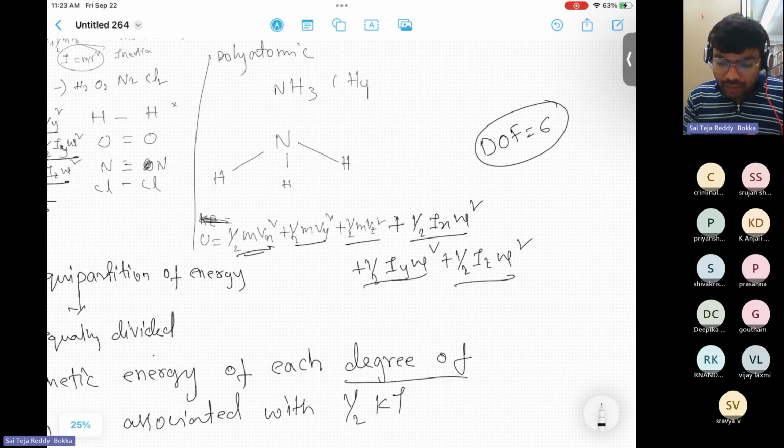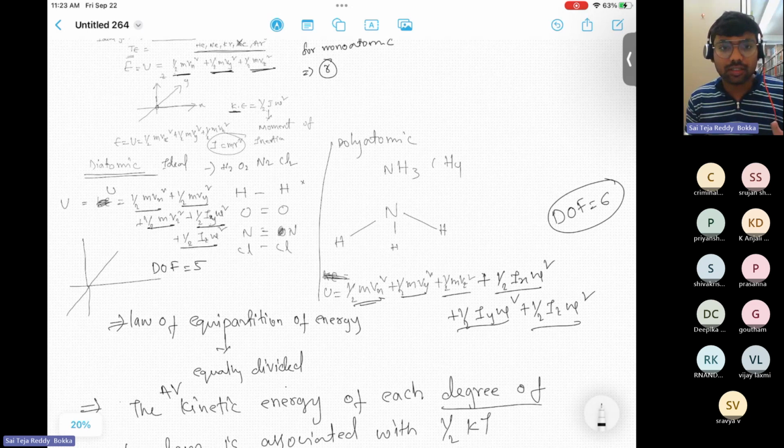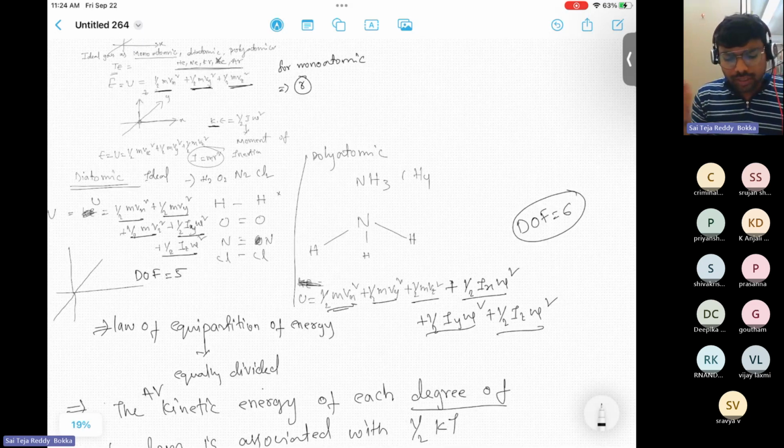Okay, and this is fixed. Degree of freedom is given by practical experiments and we have to accept that theory. There is no change in that. Suppose you have a question: sir, polyatomic can be BeCl2, right?